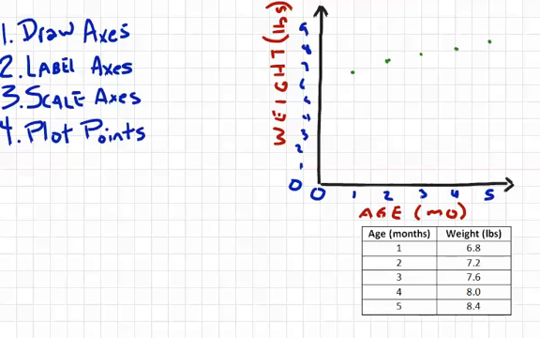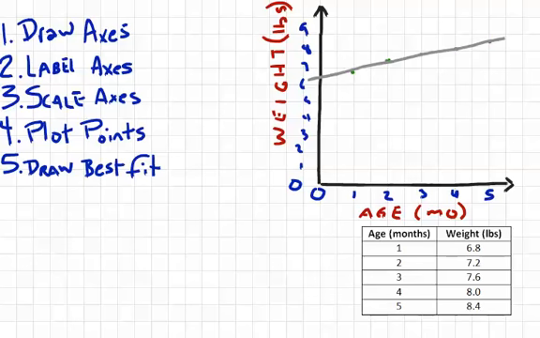Once we've plotted the points, the final step in graphing is to draw the best fit. And so as we draw the best fit, in this case it looks like they line up pretty well, so we can draw a line that represents the best fit. Now your best fit, sometimes it'll be a line, sometimes it might be a curve, but your best fit should have a few points above and below the line and follow the basic trend of the data.